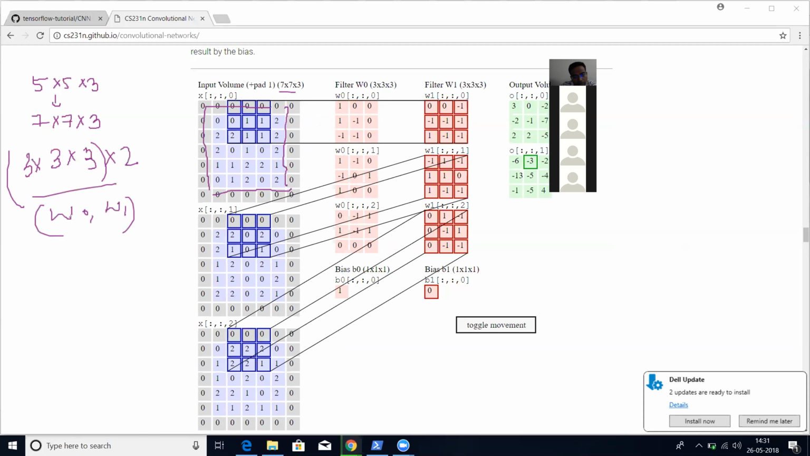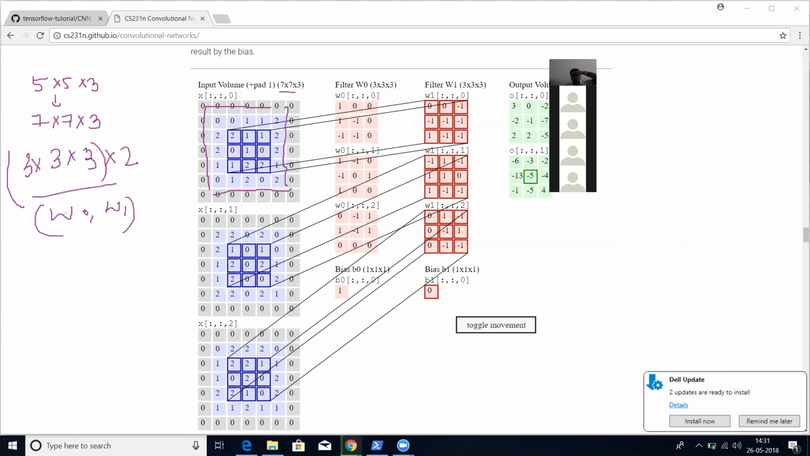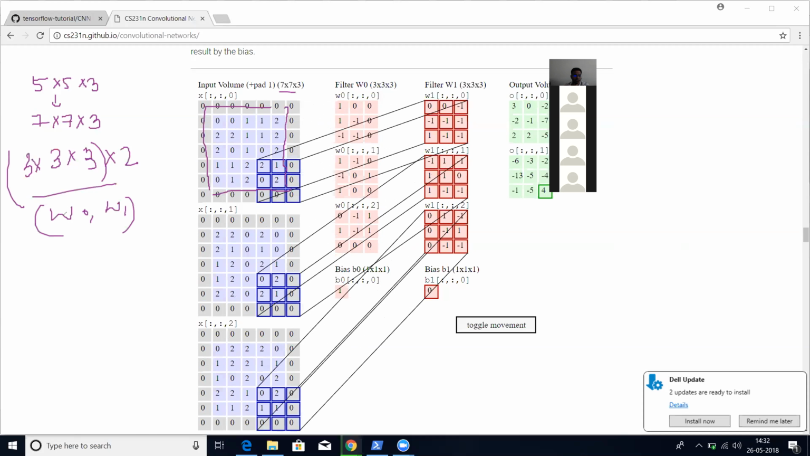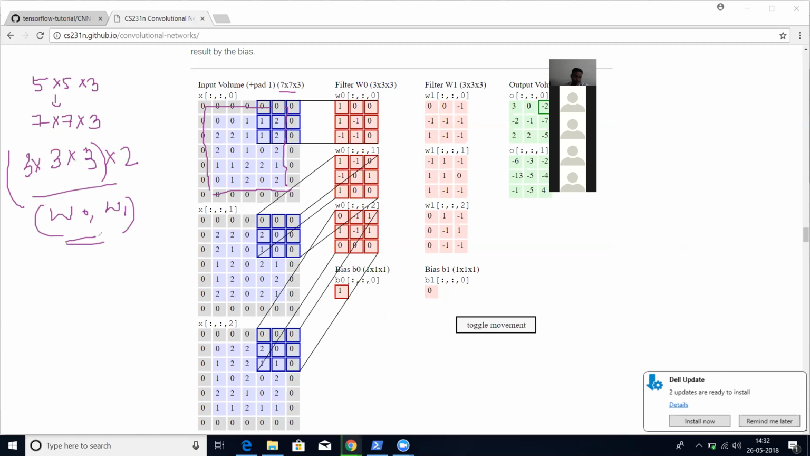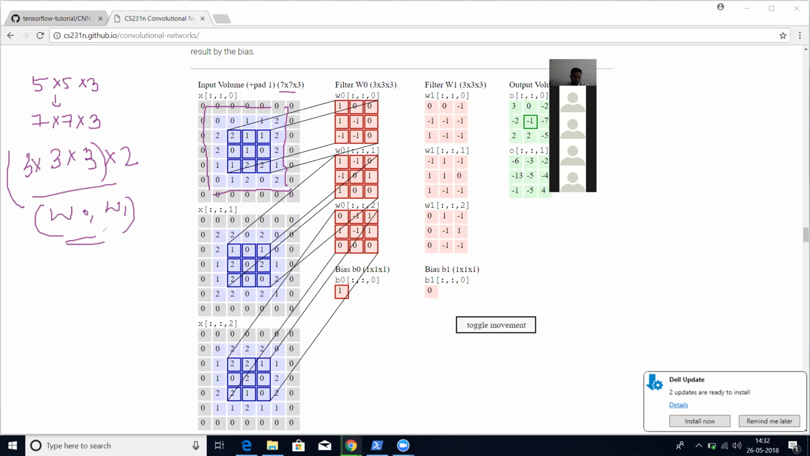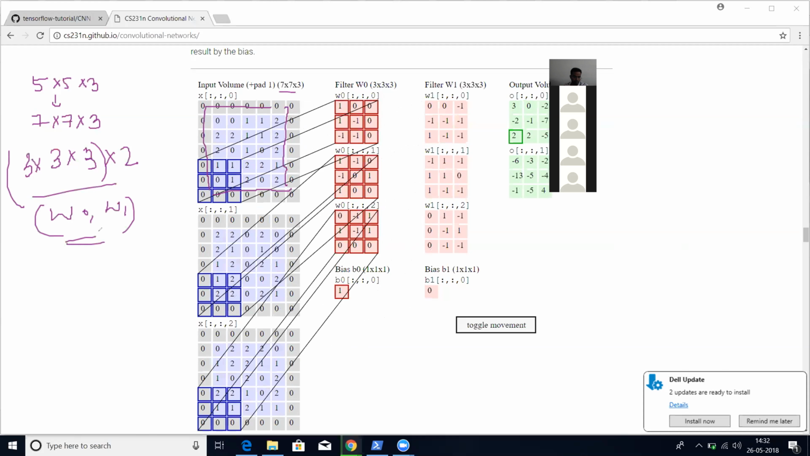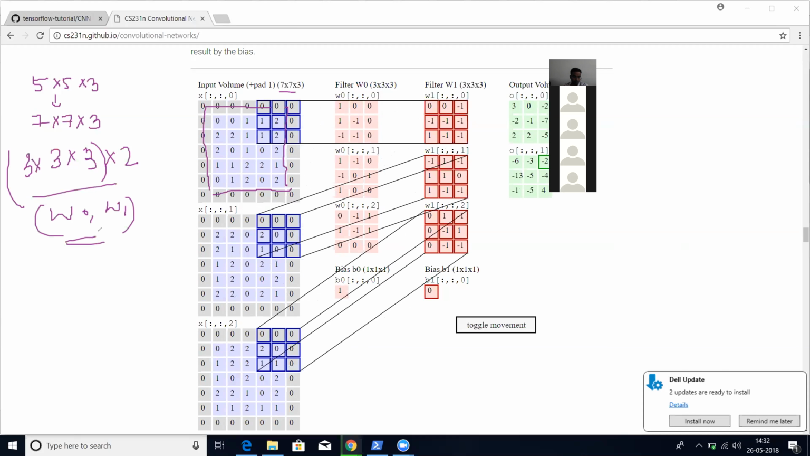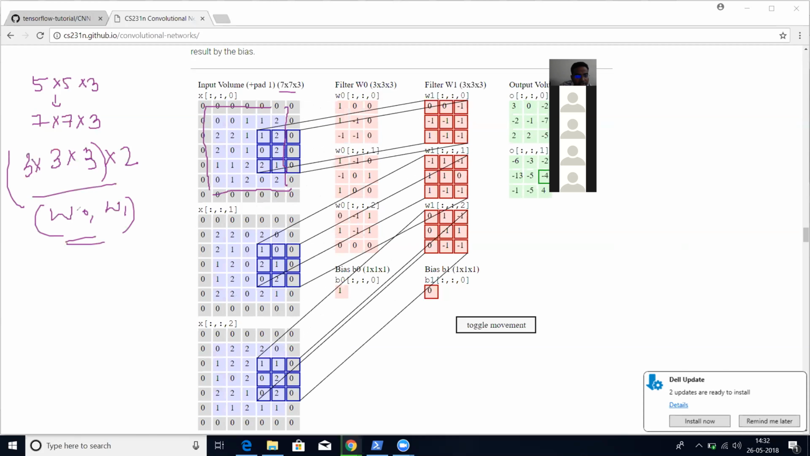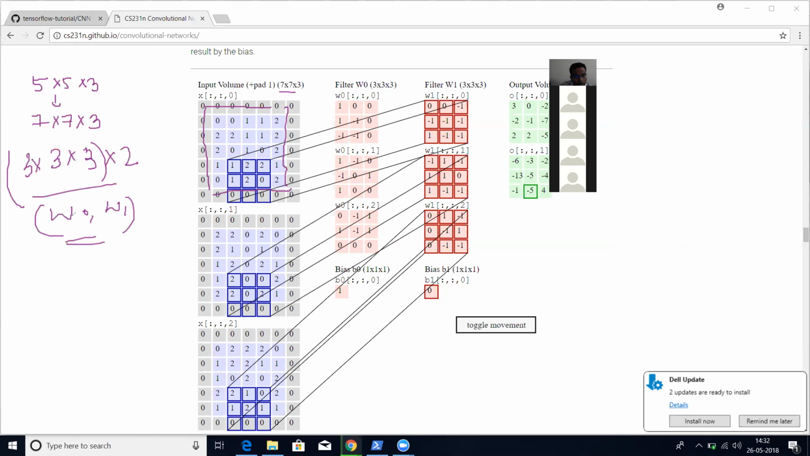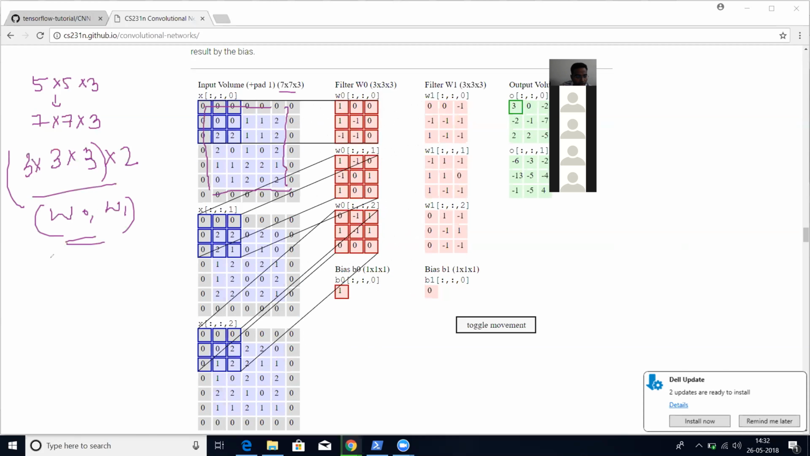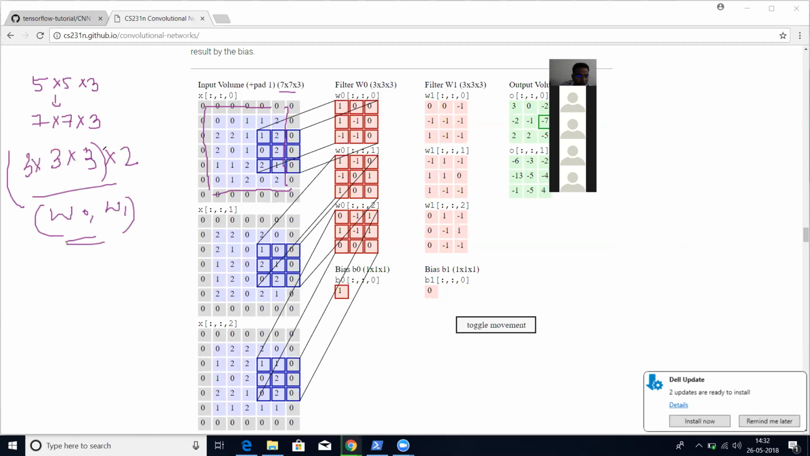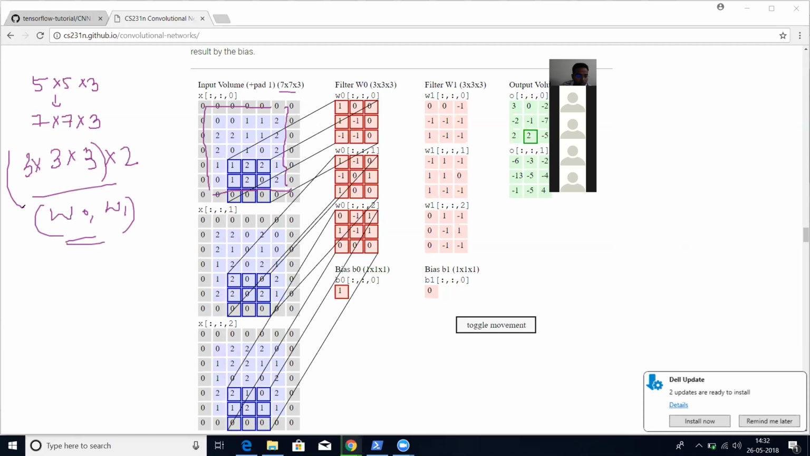Okay, now when you have W0, W1, these are the weights that you have to learn. Sorry, these are the filters. So we have now configured two filters. You can see two filters. So what will be the output? One filter applied to this entire thing.